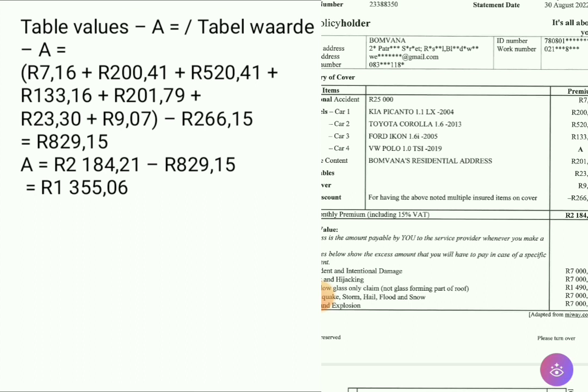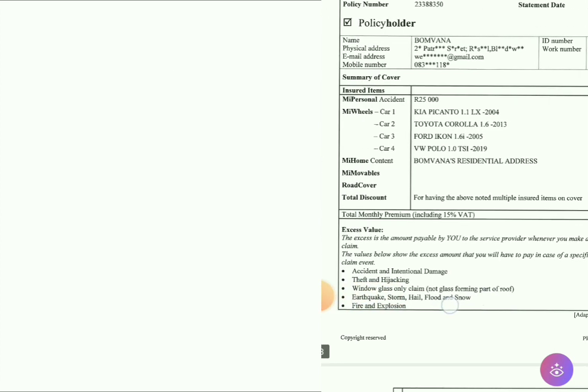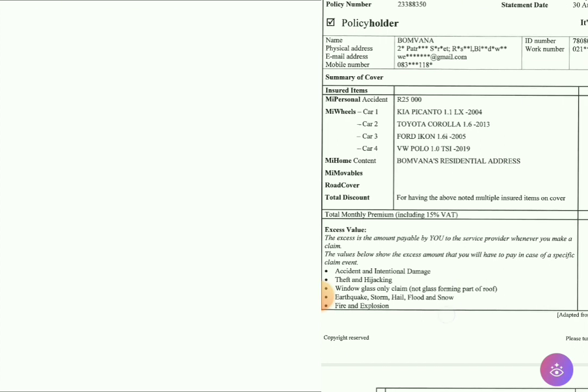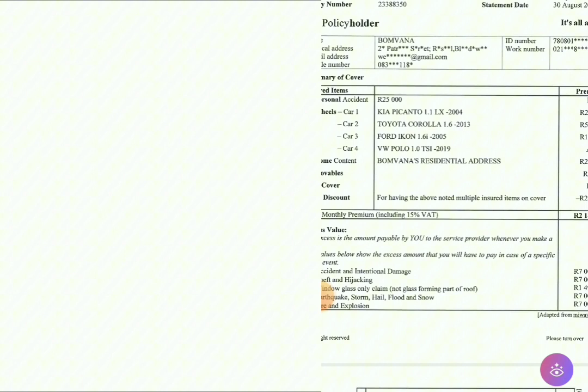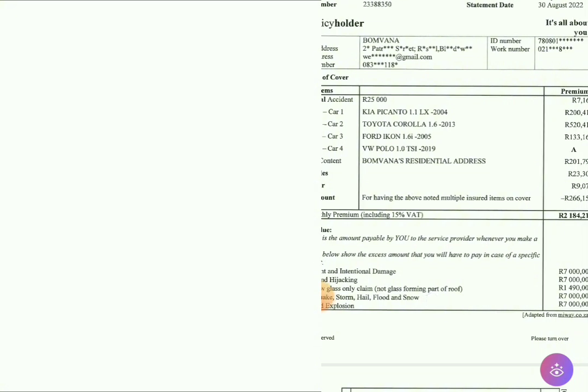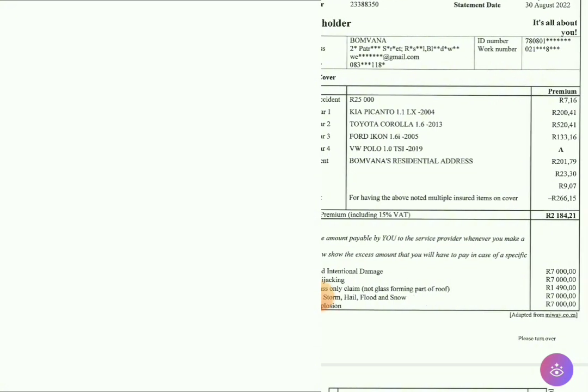I think that one makes more sense. I basically knew that the first one wouldn't make any sense. It's a little bit confusing and difficult to explain. So the last one actually makes sense, where you add all the numbers, and after you add the 7 numbers, you minus the discount that they've given us, which is 266.15.